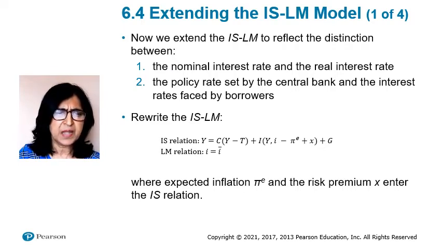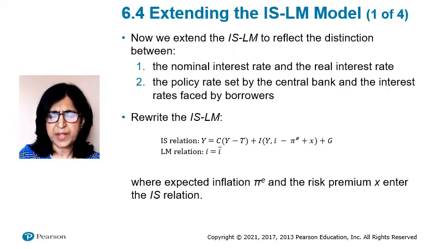Now we extend the ISLM to reflect the distinction between 1. The nominal interest rate and the real interest rate, 2. The policy rate set by the central bank and the interest rates faced by borrowers. Note: 1. The interest rate that enters the IS relation is the real interest rate given by the difference between the nominal interest rate i and the expected inflation rate pi e. 2. The interest rate that matters for borrowers is the real interest rate plus the risk premium x.